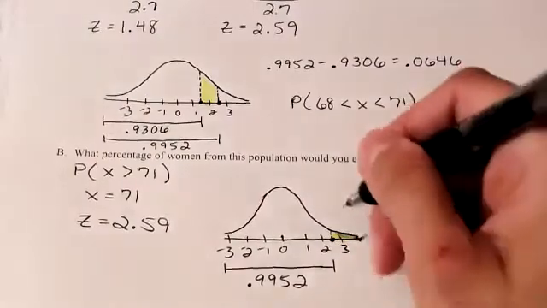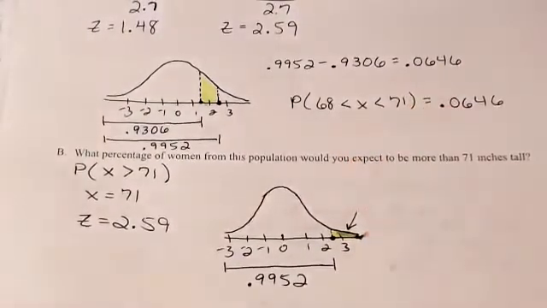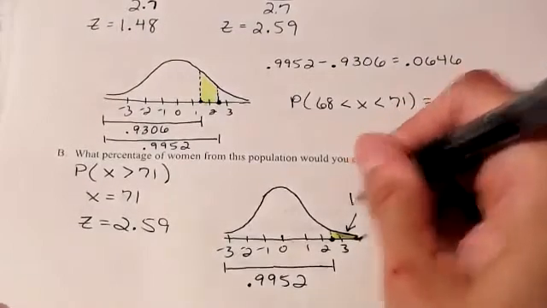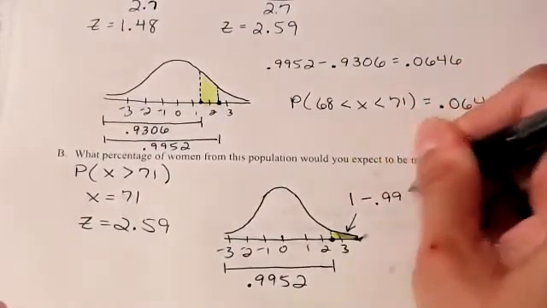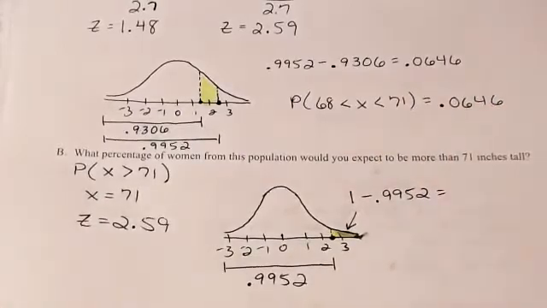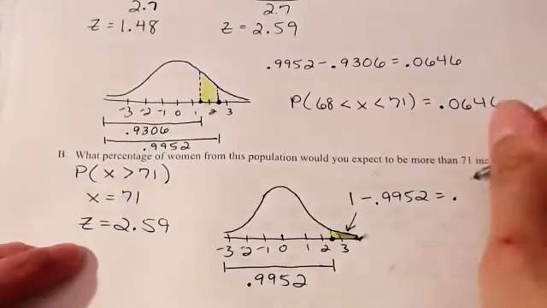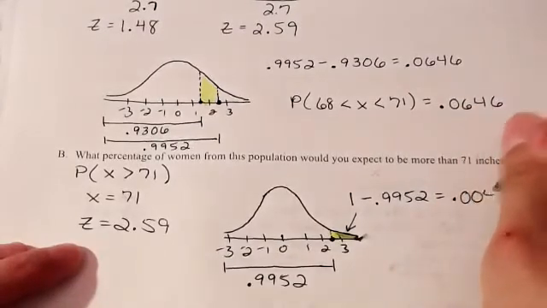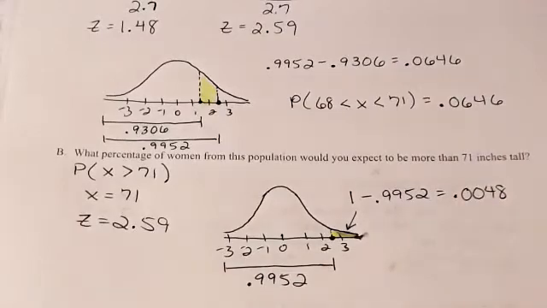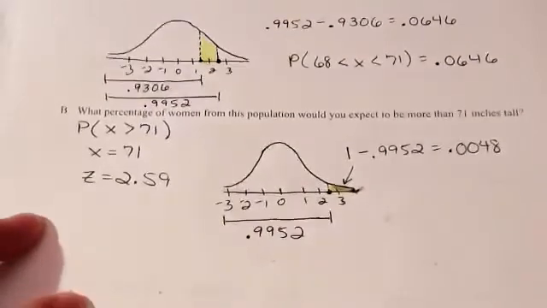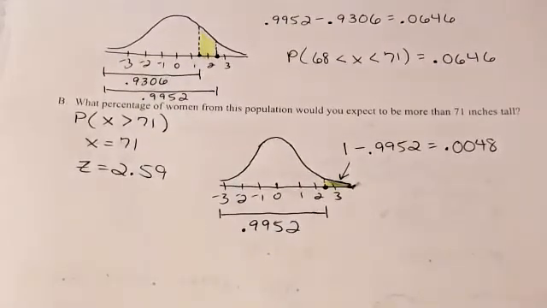Good. Kelly's exactly right. If we want the area to the right above this particular z-score, we must take 1 and subtract the area to the left, which is the same as subtracting the probability to the left. So we find that we get a probability of 0.0048. Now remember, we would like to write our answer as the percentage. It's a little bit funky because it's such a small probability. You still want to multiply by 100.